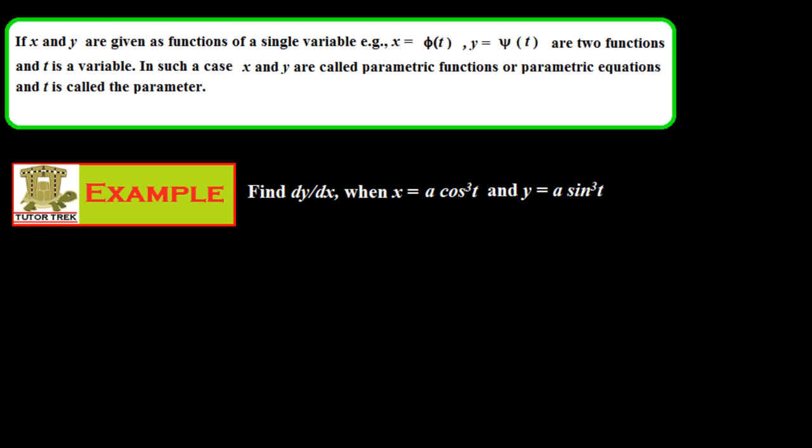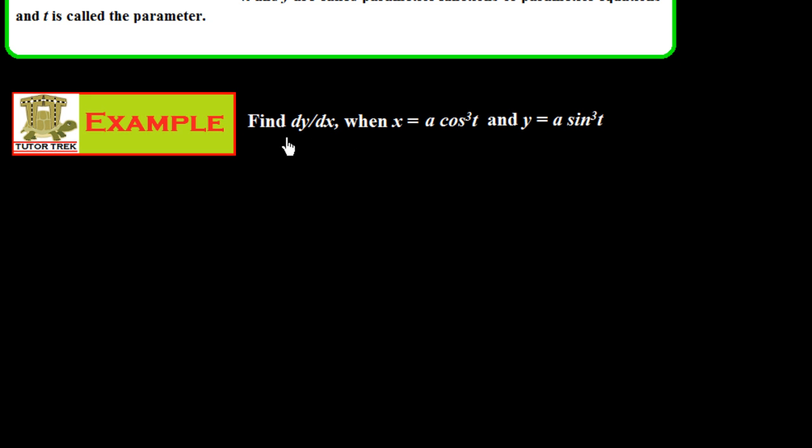So here you see we have to find dy over dx when x is equal to a cos cube t and y is equal to a sin cube t. Here t is the parameter. So first we find the differentiation of x is equal to a cos cube t with respect to t. So dx over dt we have to find out and dy over dt we have to find out. First we find dx over dt.